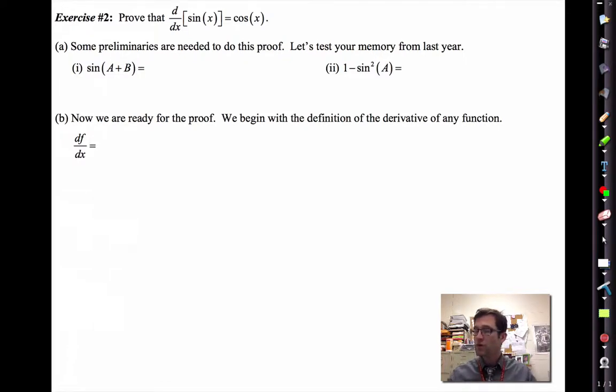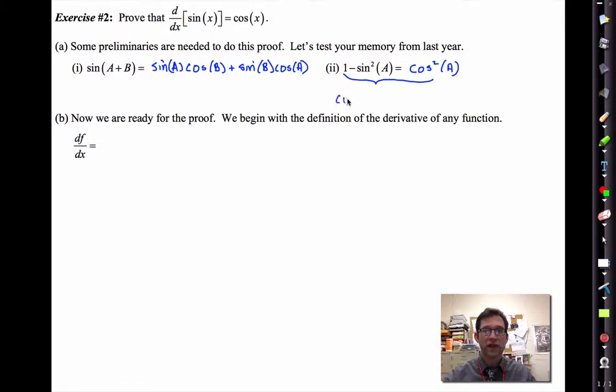All right. Well, I'm certainly not going to derive these things for you, but the sine of A plus B is the sine of A times the cosine of B plus the sine of B times the cosine of A. And 1 minus sine squared A is the same as cosine squared A. This is what's known as the Pythagorean identity, and it comes from the fact that when we square cosine and square sine and add them together, we get 1. Now I'll put that little parentheses here, although they're not necessary. So now that we have those two trig identities, we're ready to do the proof.